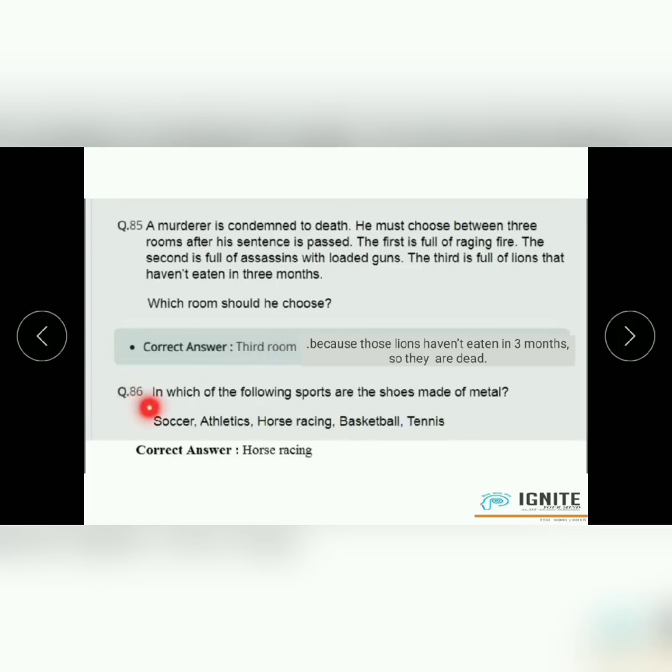Next, question number 86. In which of the following sports are the shoes made of metal? Soccer, athletics, horse racing, basketball and tennis. The correct answer, horse racing.